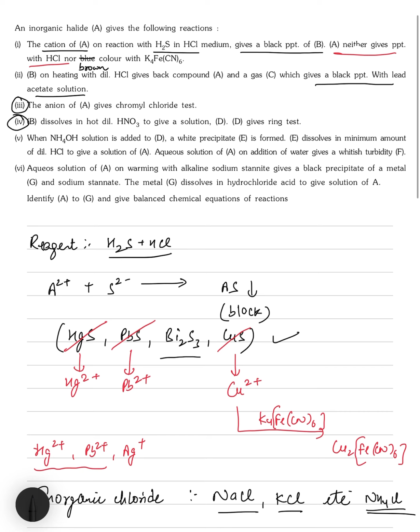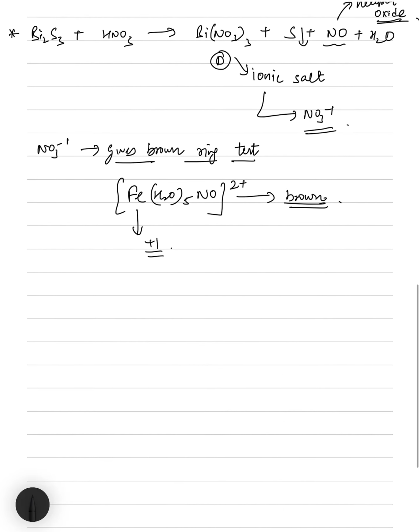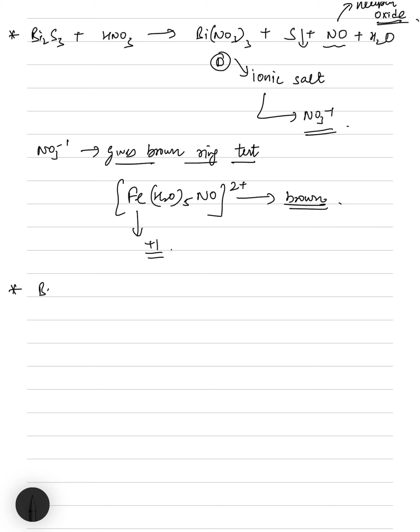The next statement is that when NH4OH is added to the solution of D, the precipitate E is obtained, and E dissolves in a minimum amount of HCl to give back the solution of A. That means when we do the reaction of bismuth nitrate with NH4OH, again the ionic reaction will take place, ion exchange will occur, and we will obtain bismuth hydroxide along with ammonium nitrate. Now the color of bismuth hydroxide is again white. It is a white precipitate, right?